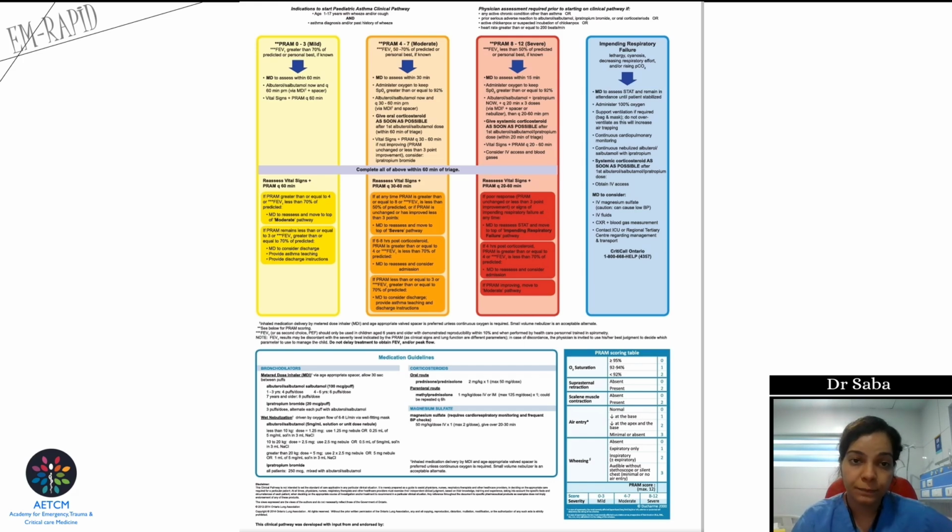So peak expiratory flow can also be taken into consideration in order to classify this patient upon the severity. Like in cases if it's a mild asthma, then peak expiratory flow rate will be more than 70%. If it is moderate, then it will be 50 to 70%, and if it is severe, then it will be less than 50%. So this is the PRAM scoring, and depending upon this, you will have a treatment plan.